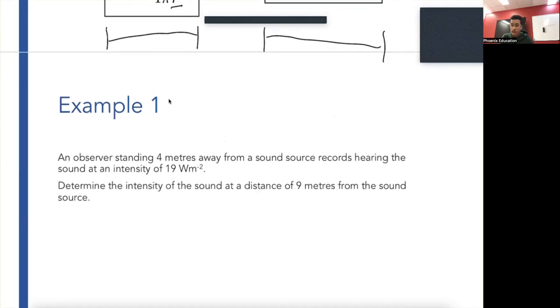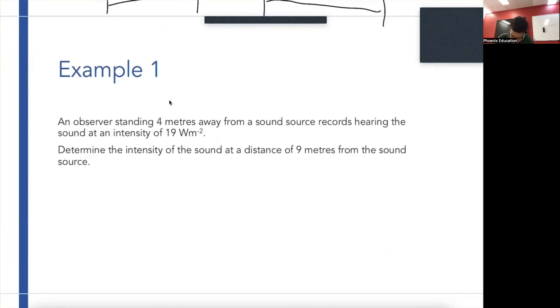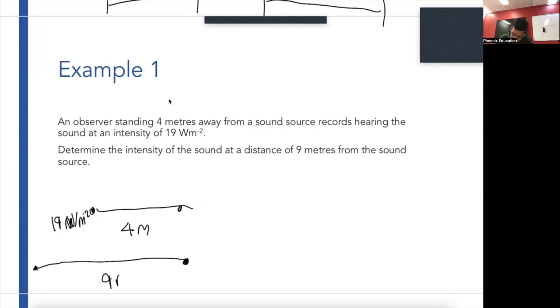So how many watts are there per meter squared? That is, how much the sound actually diminished over that distance. We'll draw a diagram as usual. 4 meters away from the sound source, the observer records hearing the sound at an intensity of 19 watts per meter squared. Determine the intensity of the sound 9 meters away from the source. So 9 meters away, something like this. It's a pretty awful diagram, but we'll do. We're trying to find the intensity at that point.